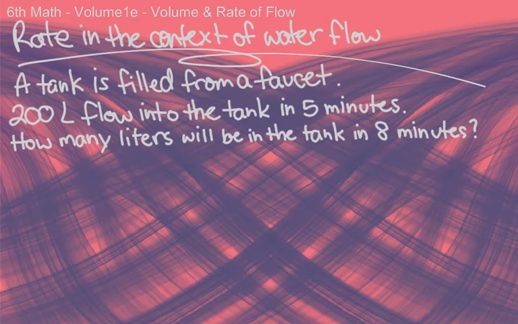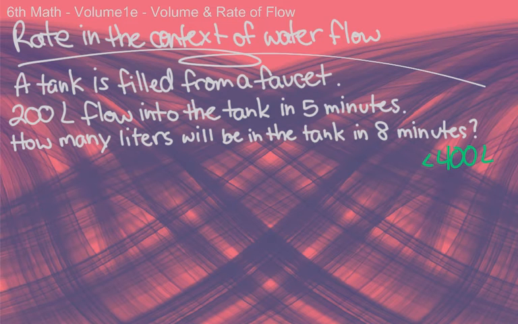We have a tank that's filled from a faucet, and I like to use the idea of a water collection system, but it's not always consistent. And 200 liters flow into the tank in 5 minutes. The question is, how many liters will be in the tank in 8 minutes? Now, unfortunately, we can't just double that number, we can't just say 200 times 2, so 10 minutes is 400. But we could get an idea that it's actually less than 400 liters, because 10 minutes is too long, and that's 400 liters. So if we get a number that's bigger than 400, we've made a mistake.